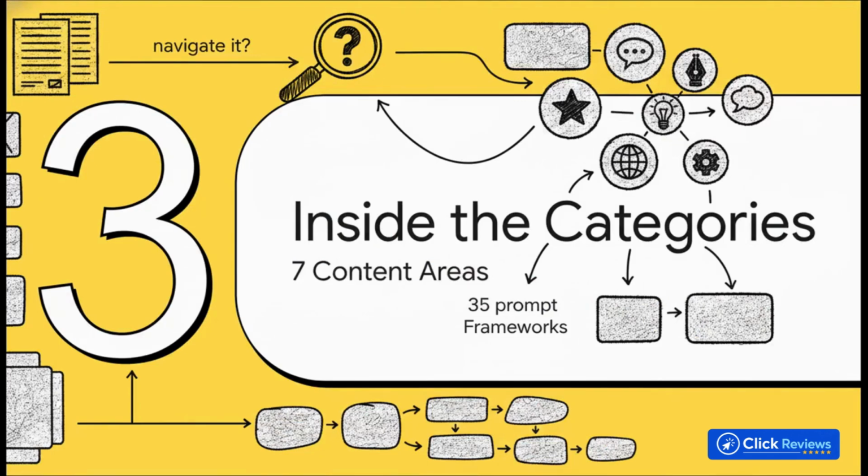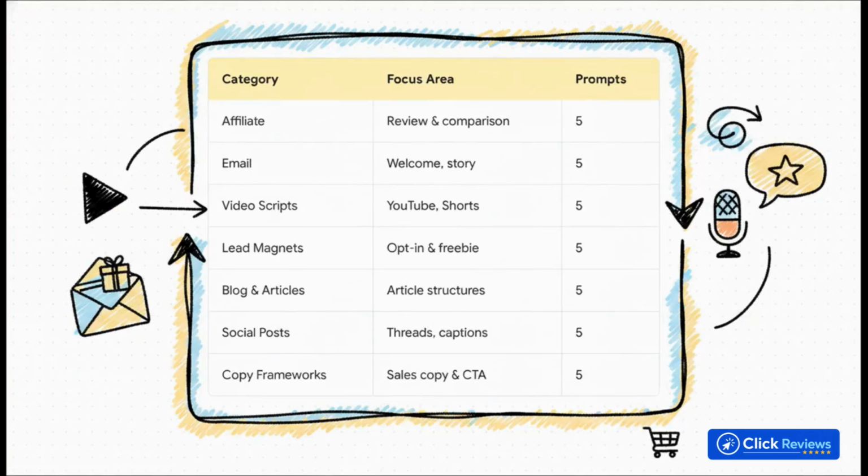Section 3, inside the 7 categories. Now, what's really interesting about this slide is just how beautifully comprehensive the whole setup is. We aren't just looking at a list of generic "write me an article" commands. There are 35 distinct conversion-focused frameworks here, and they're divided really evenly. So whether you need a script for YouTube Shorts, a killer lead magnet opt-in, or just some direct sales copy, there are exactly 5 highly tuned prompts dedicated to each of those specific focus areas. It basically covers the whole shebang when it comes to what digital creators actually need today.